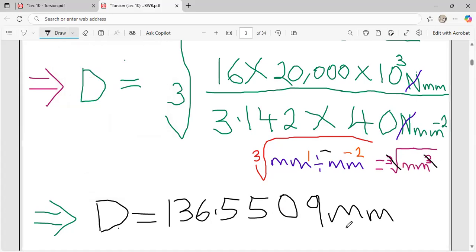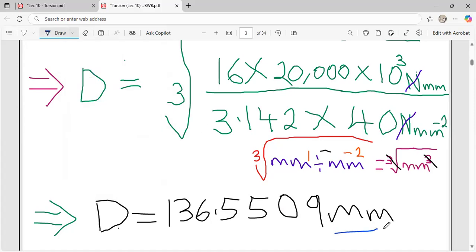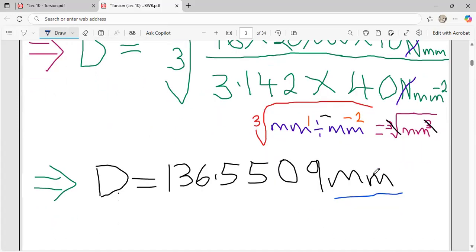So at the end of the day, that is how we are still getting our answer in mm. Take note of that. Please take note of that. So we are getting our answer to be 136.5509, which is our diameter. Okay, which is our minimum diameter of the shaft.